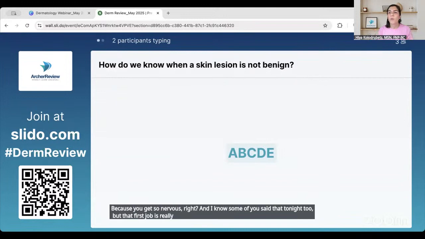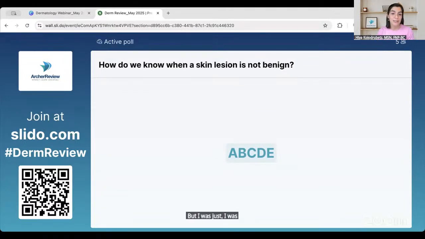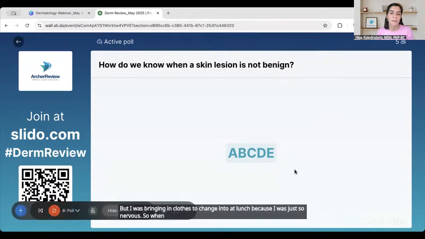And I know some of you said that tonight too, but that first job is really scary. I remember I was sweating every day, and I wrote a blog about this back in March. But I was bringing in clothes to change into at lunch because I was just so nervous. So when you get nervous, those acronyms can really be helpful. It looks like everyone agrees.